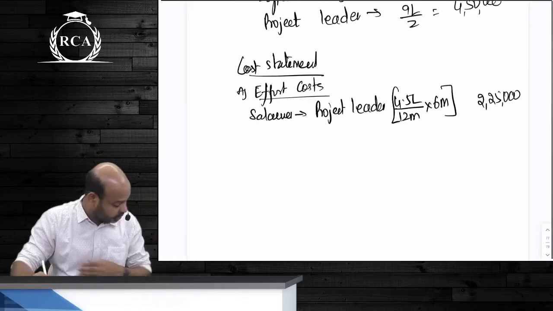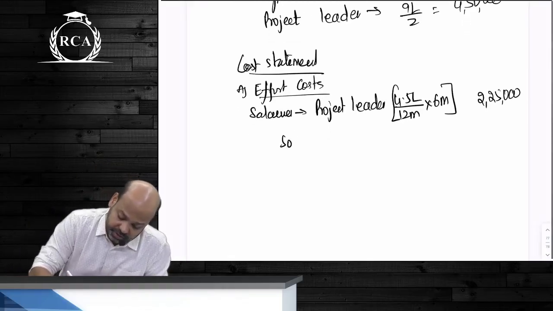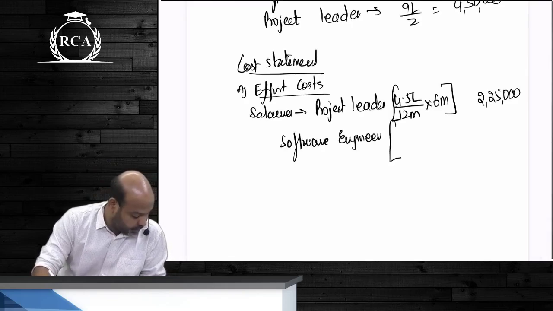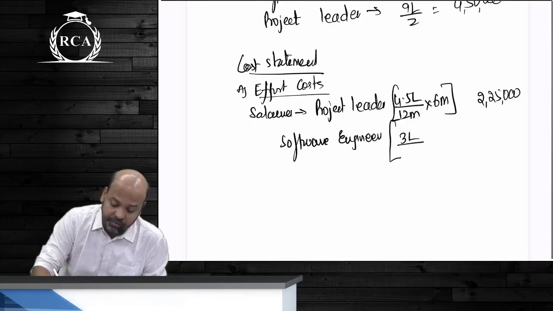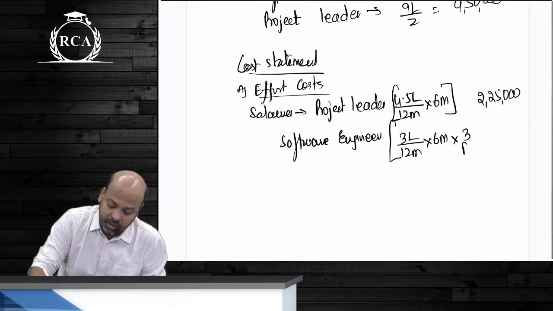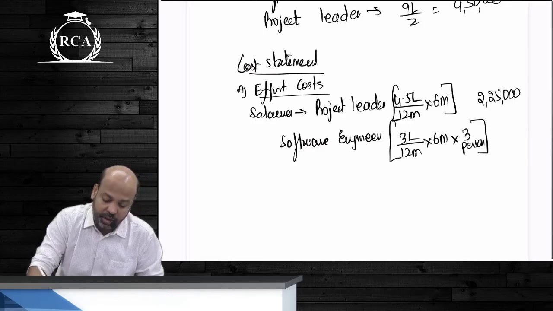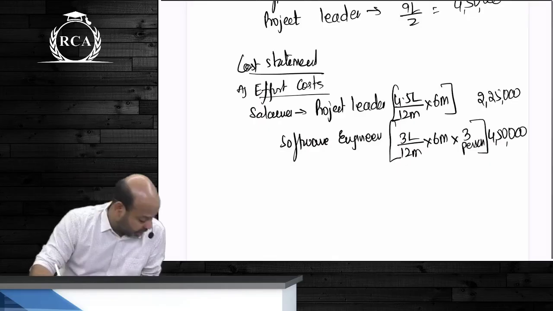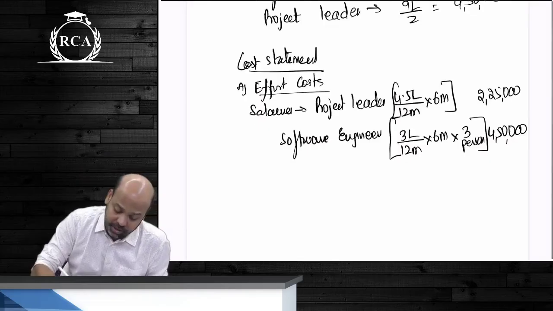Next, beta, software engineers. For software engineers, guys, it will be 3 lakh per person for 12 months, beta, into 6 months. Into kitne bande, beta? Into 3 persons. So what will be the amount? 4,50,000, guys.